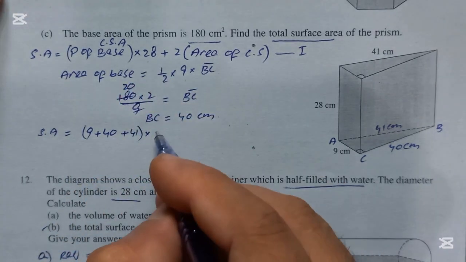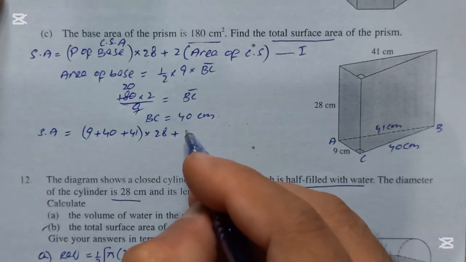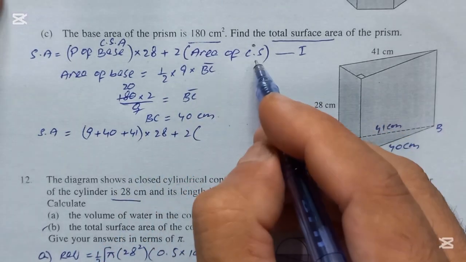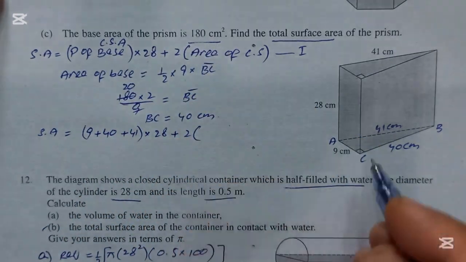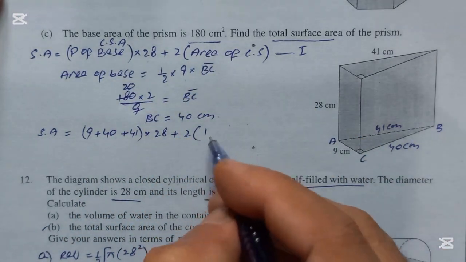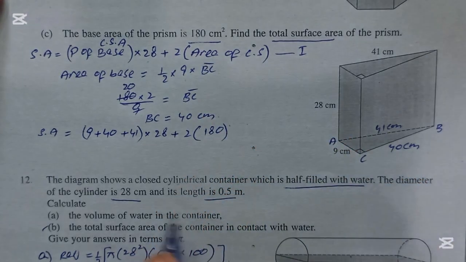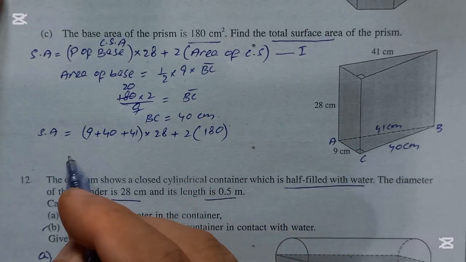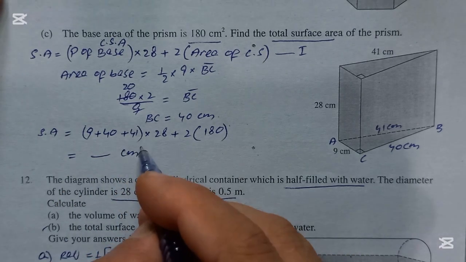Multiplied by 28, plus 2 times the area of the curved surface area, and the curved surface area is given, that is 180, because that is the base area. So 180 will be put in place of the area of the curved surface. Solve it on the calculator, you will get the answer. Unit will be in centimeter square.